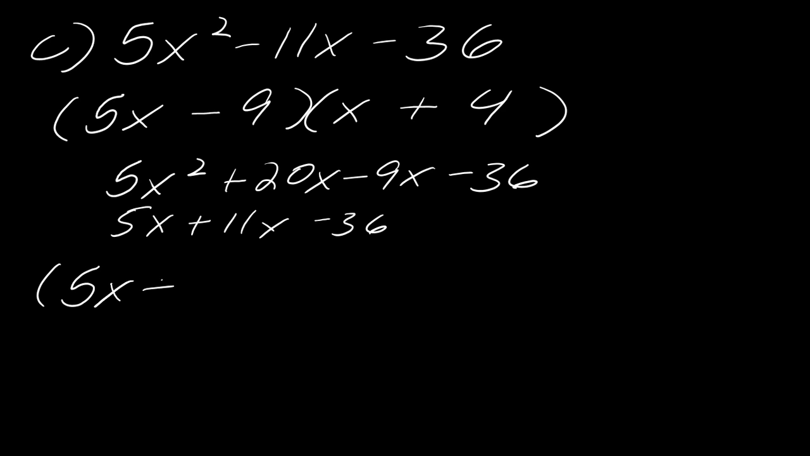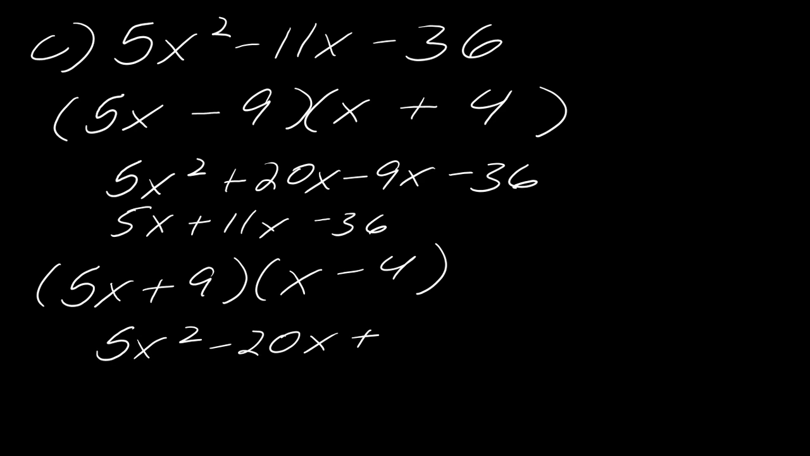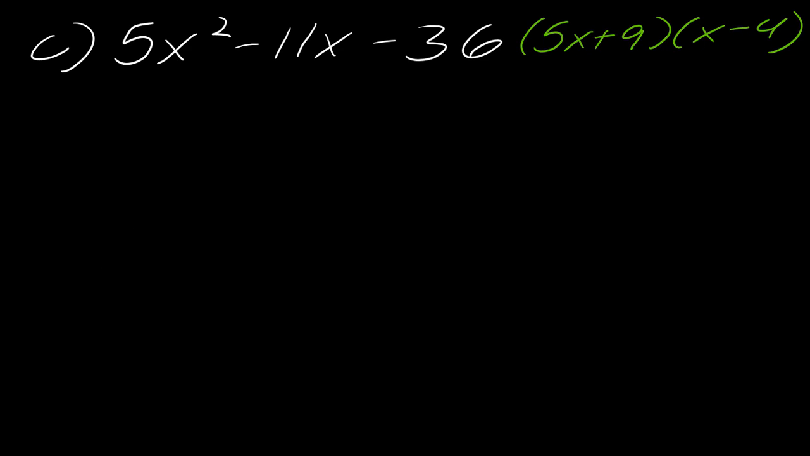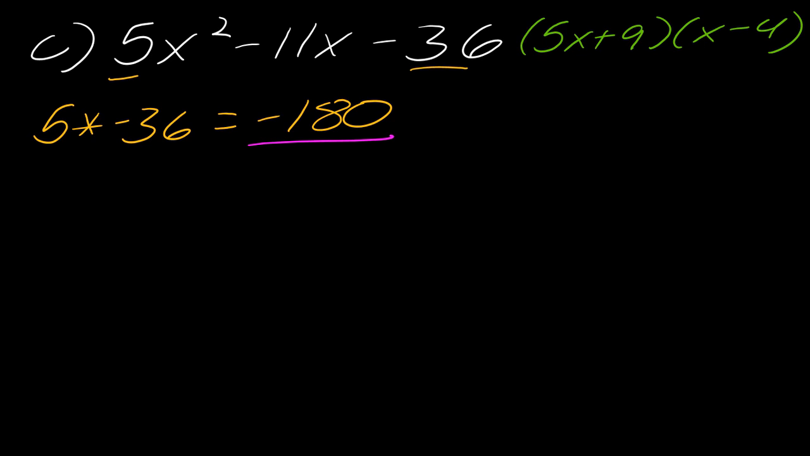So if I make another guess, this will be 5x plus 9 and then x minus 4, and this one will definitely work, right? Because this will give me 5x squared minus 20x plus 9x minus 36. So we're good to go. Okay, now I'll show that one more time using grouping. So let me write the answer here, 5x plus 9, x minus 4. So let me clear some space. Okay, so now multiplying 5 times negative 36, that's going to give me negative 180. So what two numbers will multiply to negative 180 but add to negative 11? So then I can play around with this a little bit.